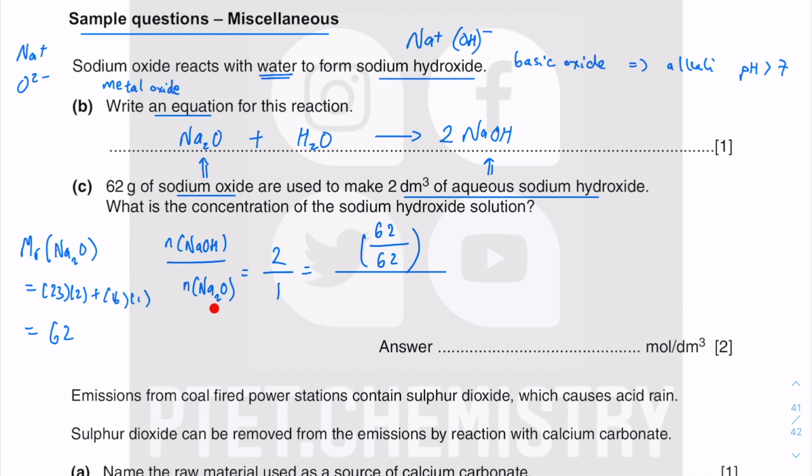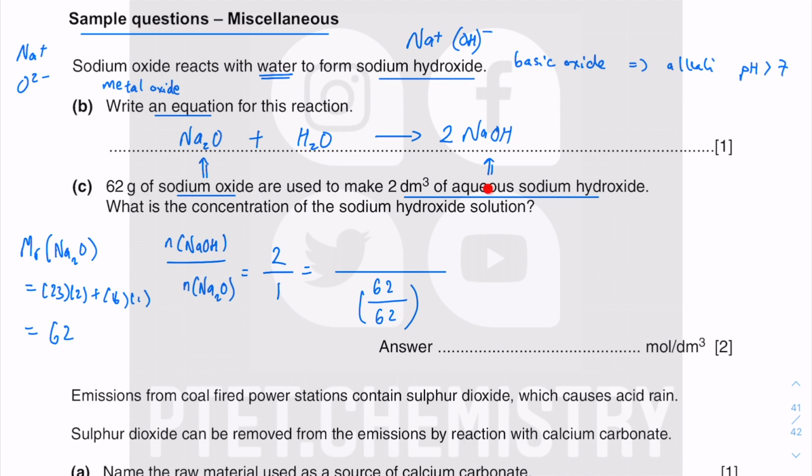At the bottom, I have, actually I've done this wrong. The 62 grams is for the sodium oxide, so that should be at the bottom. So be careful what you put on top. Make sure it relates to whatever is stated on the top there. That's why it's important to label. If we don't label, it's very easy for us not to spot our mistake.